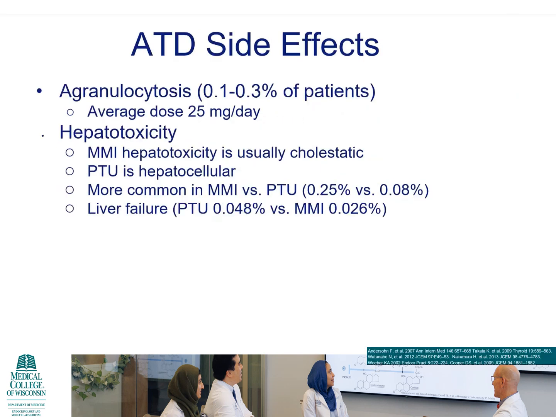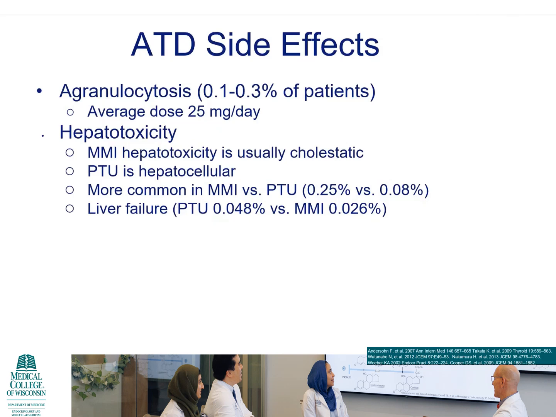So the side effects from antithyroid drugs are uncommon. The two big ones that people worry about are agranulocytosis and hepatotoxicity. Agranulocytosis has a very low rate, and it's usually only on doses of 25 milligrams per day and higher, and that's for a prolonged period of time.